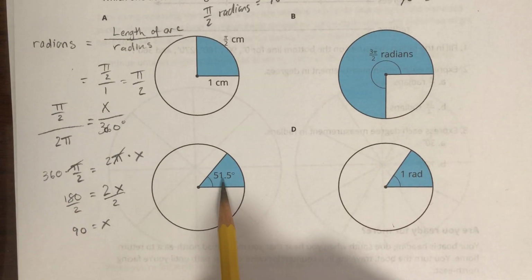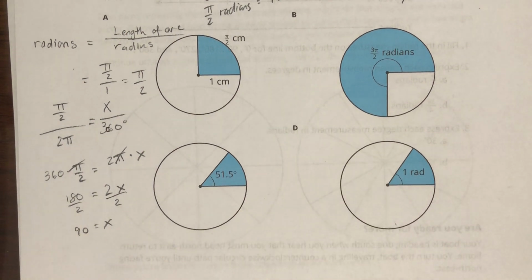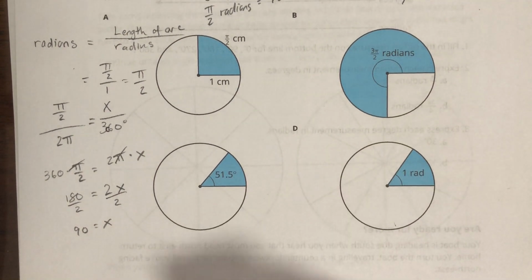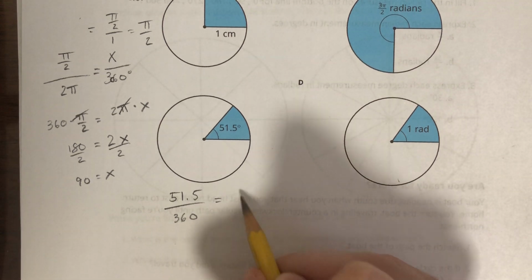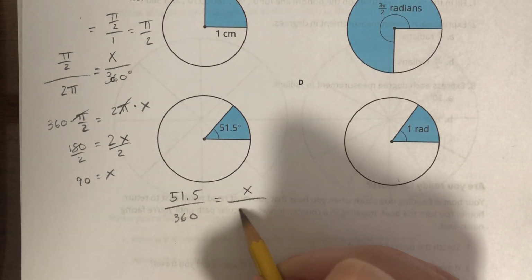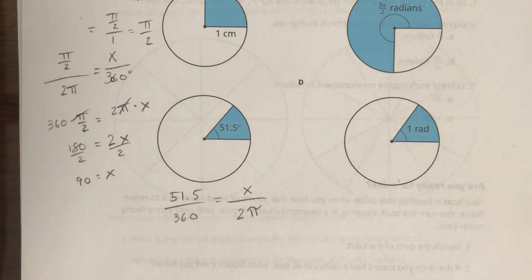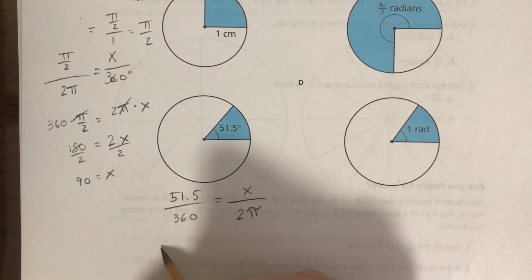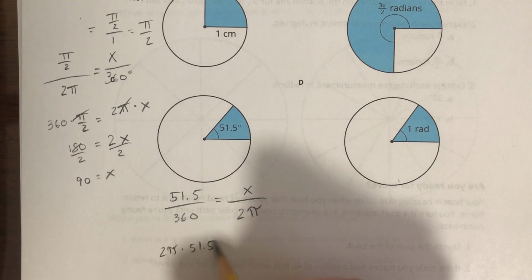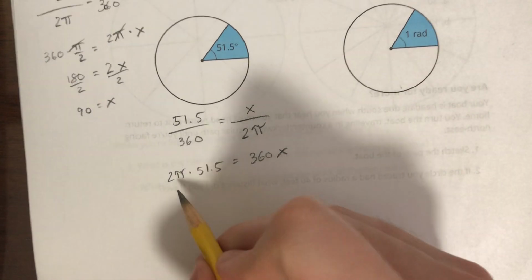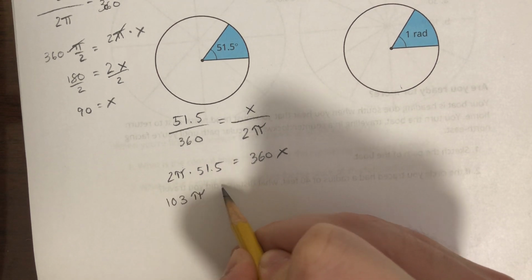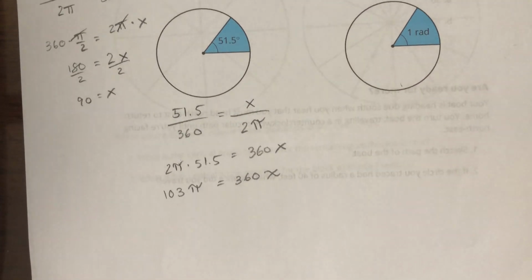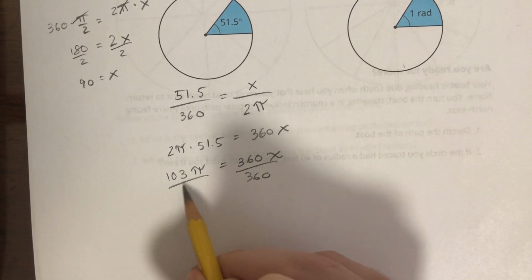All right, here we've got 51.5 degrees. I don't have a radius measure, I don't have an arc length, however, I can still find radians. I know that in total, I've got 360 degrees. I don't know my number of radians, but I know in total, I have 2 pi radians in a circle. Again, we cross multiply. 2 pi times 51.5 is equal to 360x. 2 times 51.5 is going to be, what is that, 103? 103 pi equals 360x. Divide both sides by 360 to get x alone.